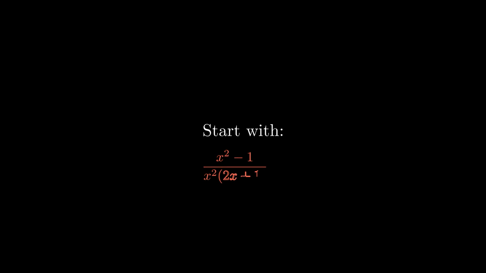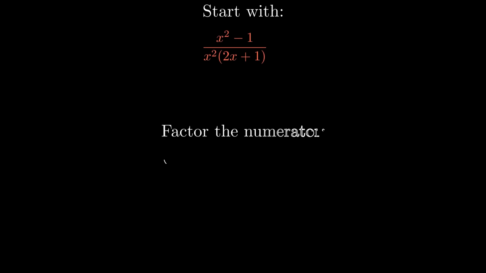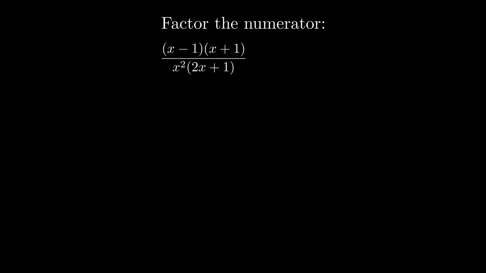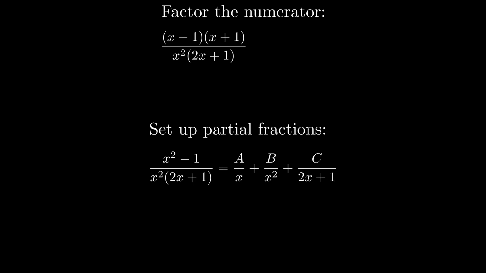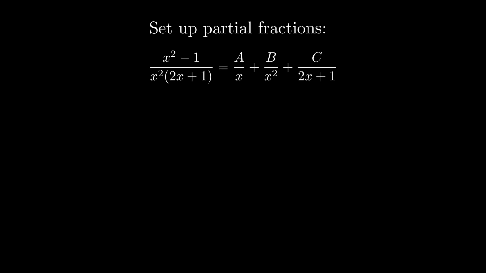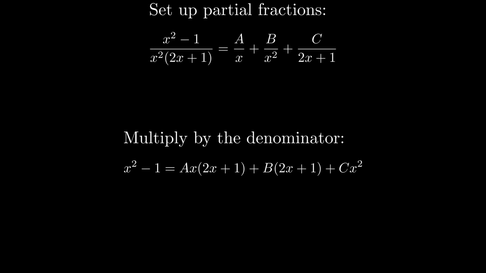We start with x squared minus 1 over x squared times open bracket 2x plus 1 close bracket. We factor x squared minus 1 into x minus 1 times x plus 1. We split it up using a over x, b over x squared, and c over 2x plus 1. We multiply both sides by x squared times 2x plus 1 to get rid of the denominators.